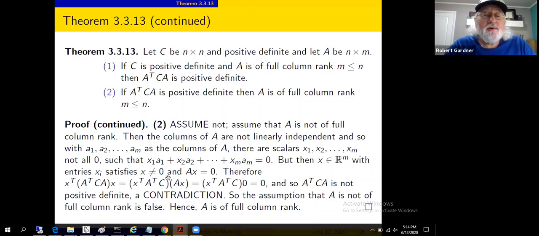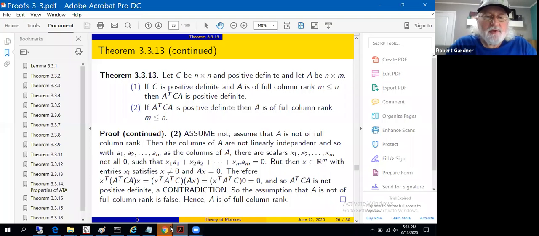So we took a non-zero vector x and did this kind of manipulation with respect to this matrix. We're supposed to get something greater than 0 because that matrix is positive definite. We didn't. We got 0 itself out. So A transpose CA is not positive definite. That won't happen with a positive definite matrix. That contradicts our hypothesis of positive definiteness. So the assumption that A is not full column rank is false, and A is indeed of full column rank. Back to the notes.